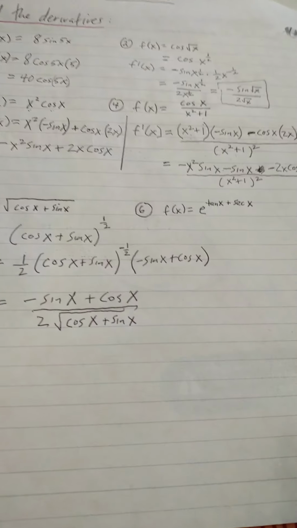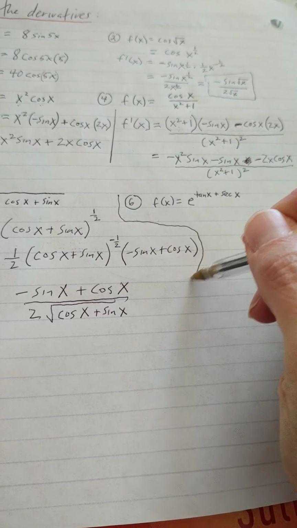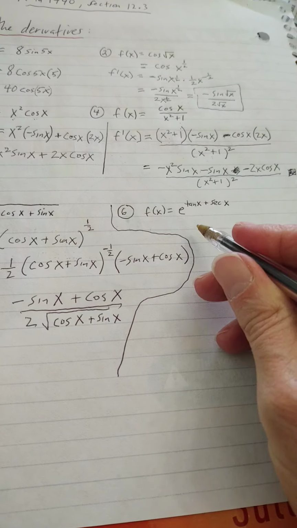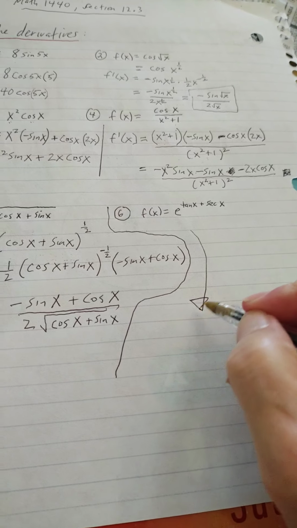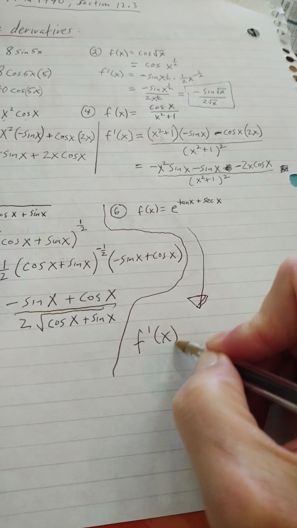Okay, and now for our last problem. Let me separate this a little bit. So this one is going to go quickly. I'll do it over here. So I want to find f prime of x. F prime of x equals.